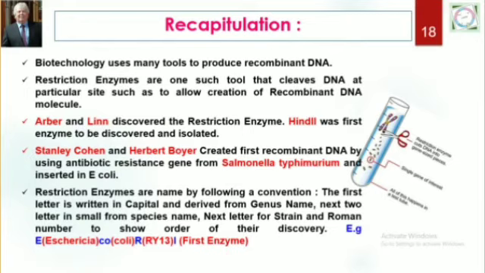And restriction enzymes follow a definite naming convention. The first letter is written in capital and derived from the genus name. The next two letters are in small, from the species name. The next letter is for the strain, and Roman numerals show the order of their discovery. For example, EcoRI: Escherichia coli RY13, and the first enzyme to be discovered.